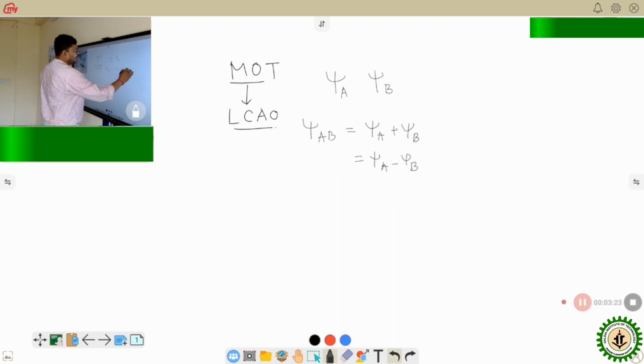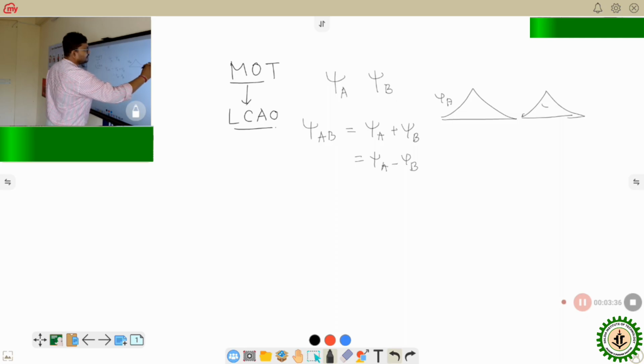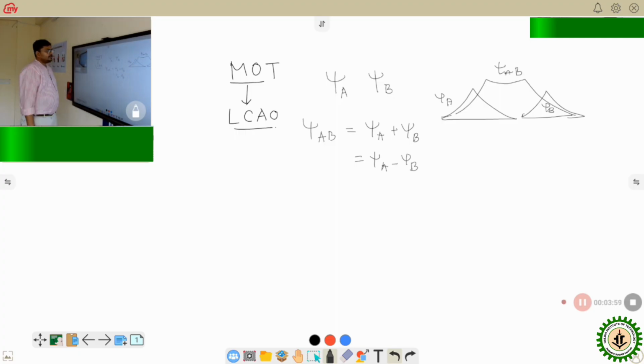So, pictorially, if I am going to describe, suppose I have the atomic orbital, let's say this is psi A and this is my psi B. So, psi A and psi B must have similar energy, similar phase and similar symmetry, so that the linear combination happens, and after the constructive interference, we have a molecular orbital which is psi AB. Since constructive interference happens between these two atomic orbitals, we call this molecular orbital a bonding molecular orbital.